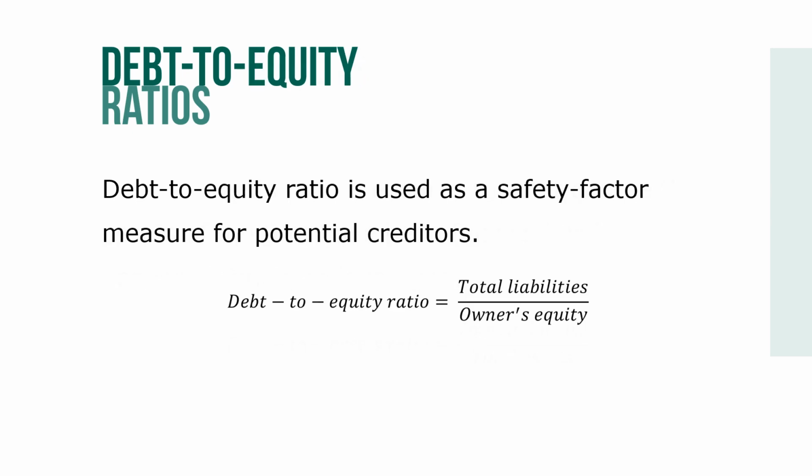Debt-to-equity ratio is used as a safety factor measure for potential creditors. The ratio compares the total debt of the firm with the owner's equity. It tells the amount of debt incurred by the company for each dollar of equity. It's commonly expressed as a percent, where debt-to-equity ratio equals total liabilities over owner's equity.